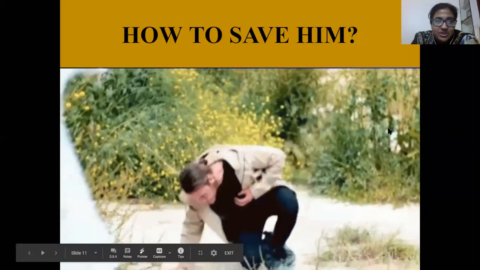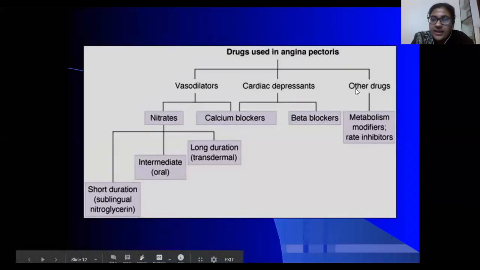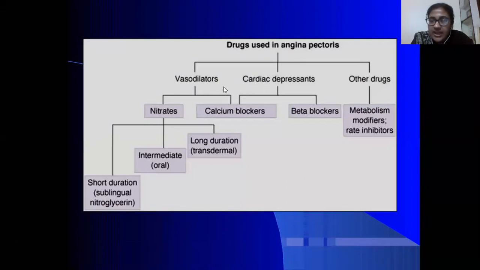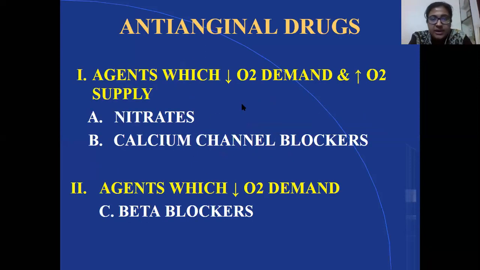So yes, I would give this person all of these medicines. All right. So the thing is that we need to depress the activity of the heart and we need to dilate the vessels, right? So in order to dilate the vessels, if you remember, we talked a lot about nitric oxide and nitrates in our previous semester. So we'll definitely give the person nitrates, we'll give them calcium channel blockers, we'll give beta blockers. We'll talk in more detail in our next class. So the treatment plan is to decrease the risk factors like atherosclerosis, hypertension, and smoking, increase oxygen supply, and decrease oxygen demand, and the agents we are going to have are nitrates, calcium channel blockers, and beta blockers.